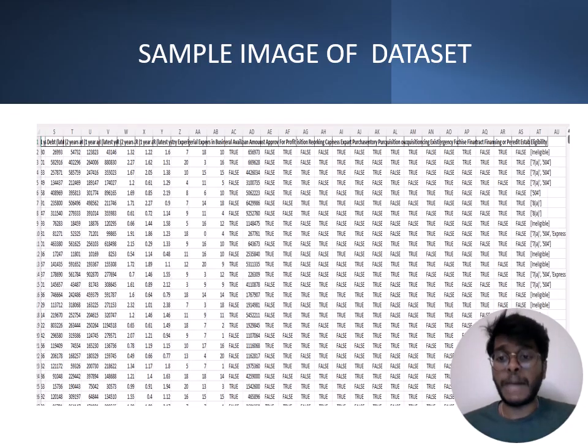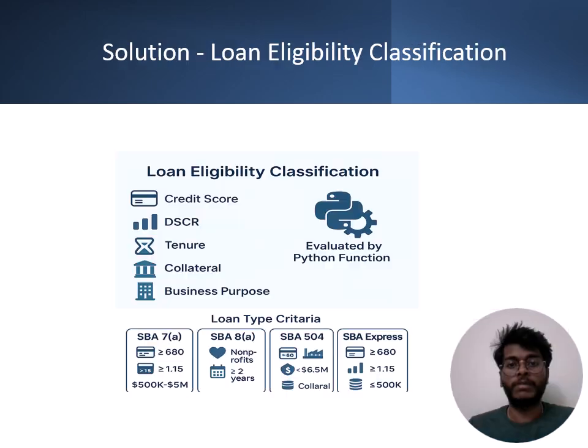I've included a sample image of our dataset so that you can see what the target eligibility column looks like. There are four types of loans: 7A, 504, 8A and Express. If nothing works, it's ineligible. So this is the sample dataset.